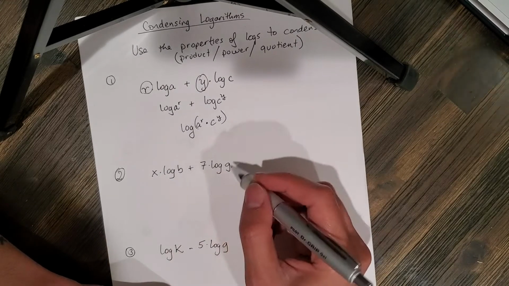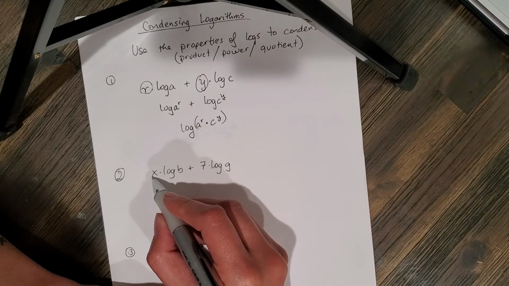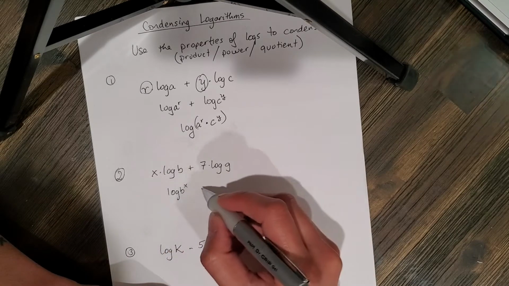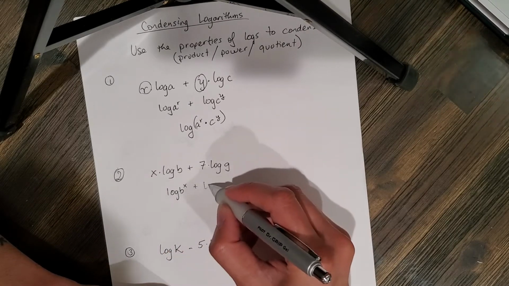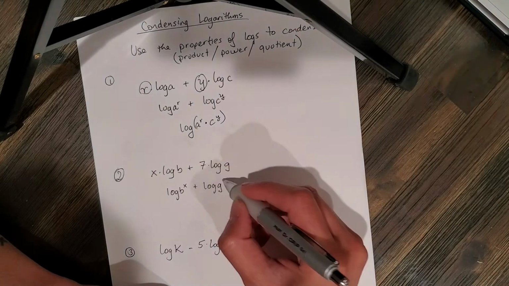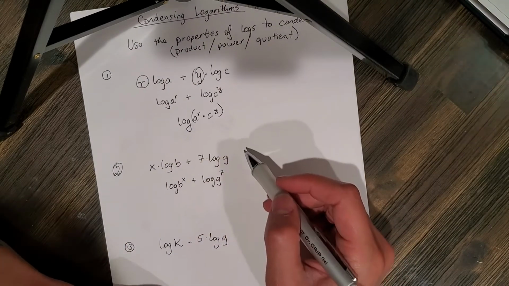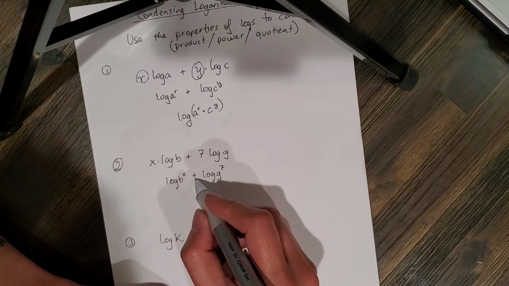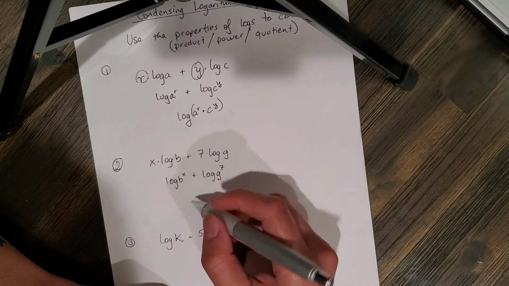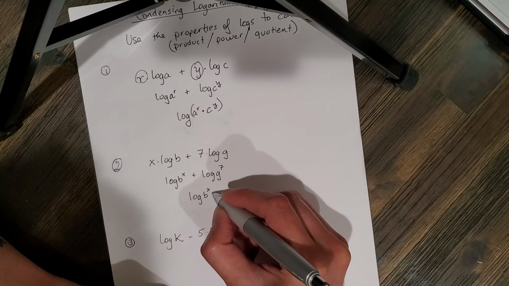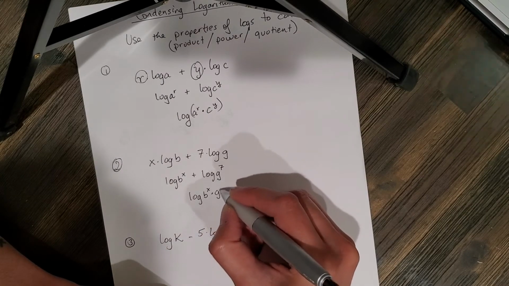Next one, same idea. This is the multiplier. So x times log of b is going to become log of b to the x power plus log of g to the 7th power. Okay, so just like the one we just did above. But now we have the addition symbol here, so that's going to be the product property. So it's going to be log of b to the x power times g to the 7th.